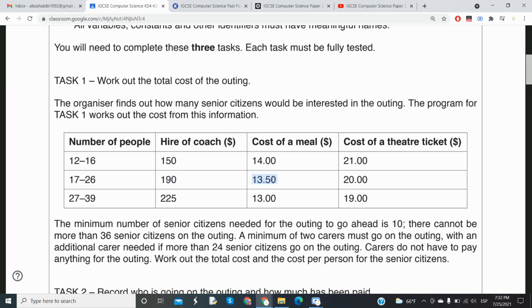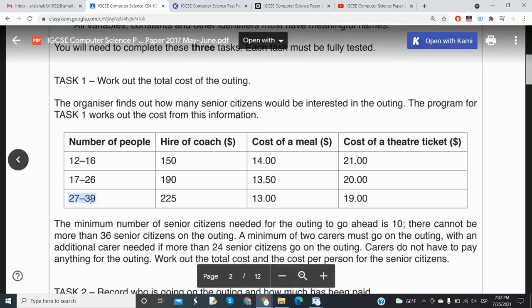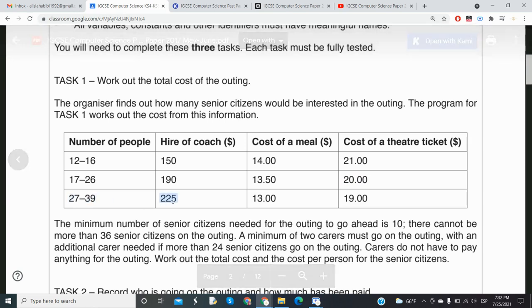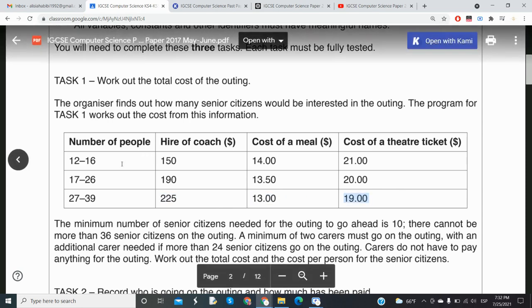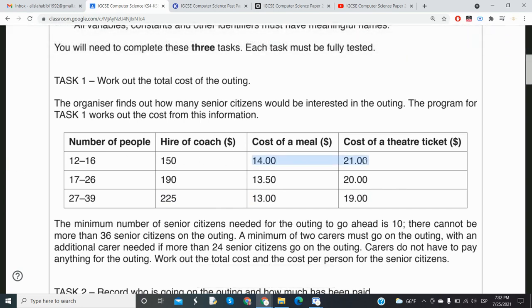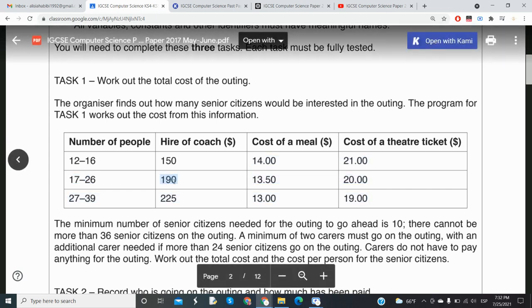If there's 17 to 26 people, which again refers to the senior citizens, then a $190 coach could be hired. And then, of course, the cost per meal is $13.50, and then, of course, $20 for the cost of the theater ticket. If there are 27 to 39 people going, then a 225 coach could be hired, and the cost for the meal would be $13, and the cost for the ticket will be $19. I don't know if you guys have noticed a pattern here, but what you notice is the cost of the meal and the ticket kind of decreases where there are more people, but of course the coach cost increases as well.